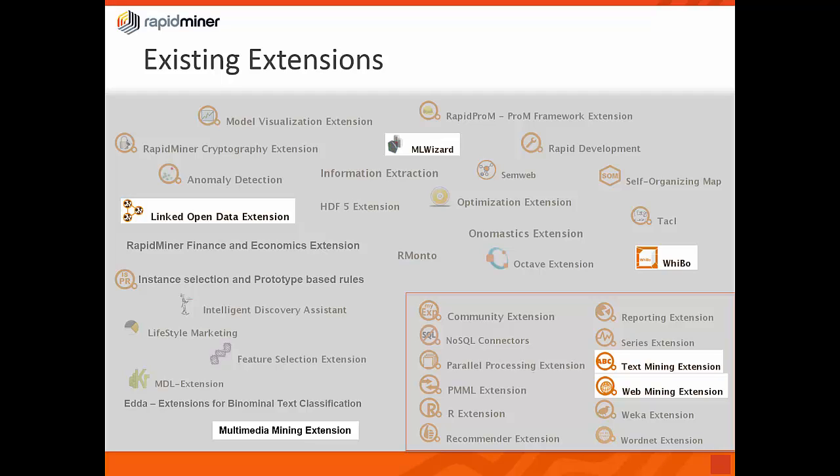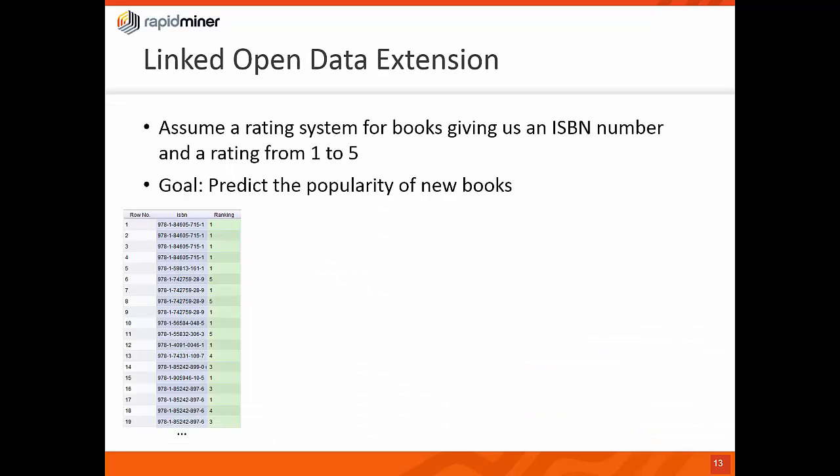The first one is the linked open data extension, which makes it possible to get more data for your own data. So let's assume we have the example of a rating system for books. You are just given the ISBN number and a rating from 1 to 5. And the goal is to predict the popularity of new books. And we all know that this is not possible with this data.